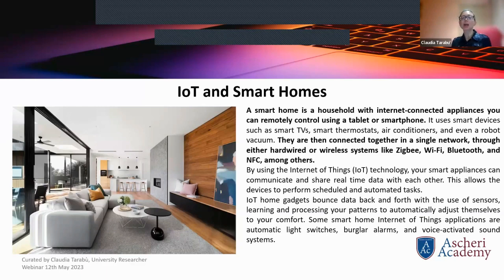IoT gadgets bounce data back and forth with the use of sensors, learning and processing your habits, your patterns, your daily usages to automatically adjust themselves for your benefit, for your comfort. As I was saying, I can mention dryers, cookers, washing machines, but also some systems of automatic light switches, or burglar alarms, or some voice-activated sound systems.